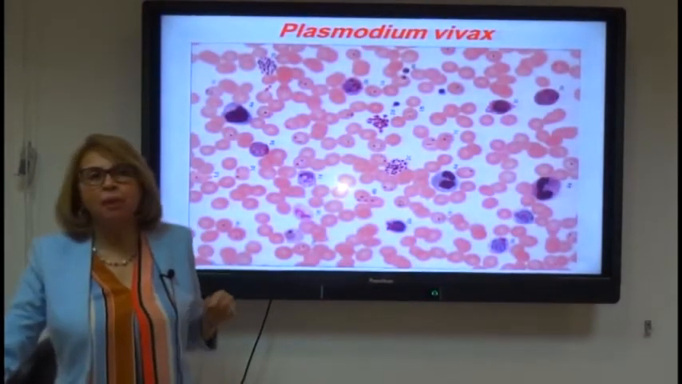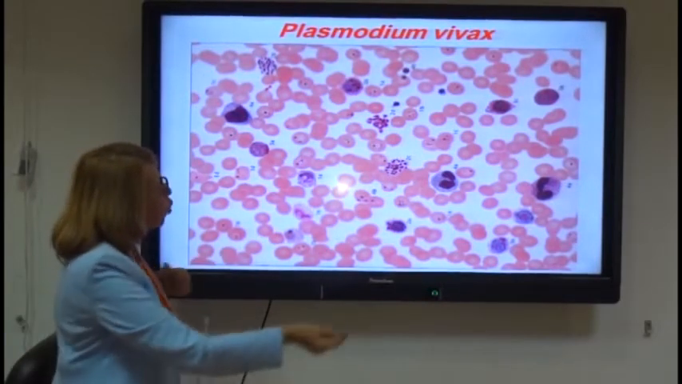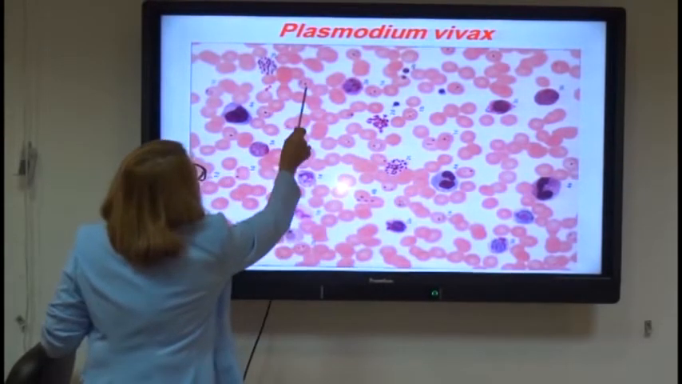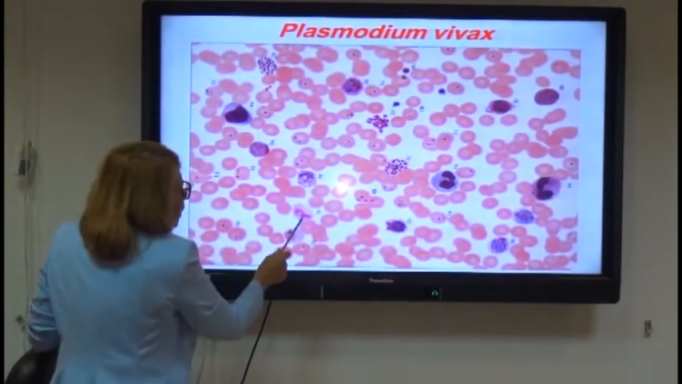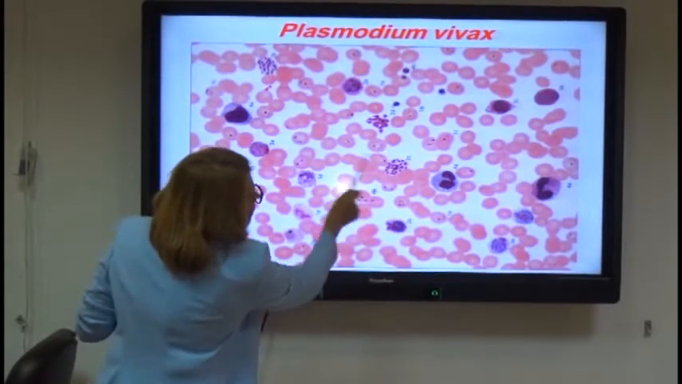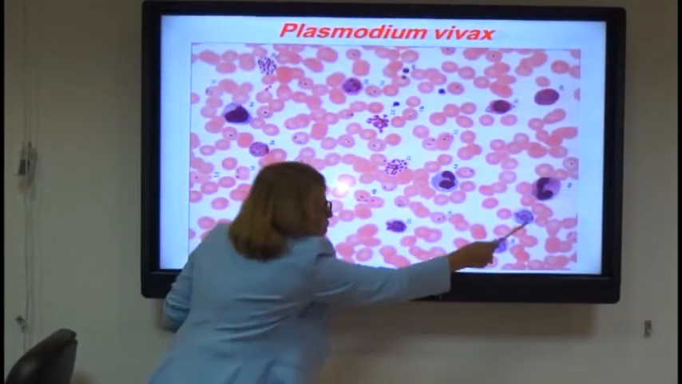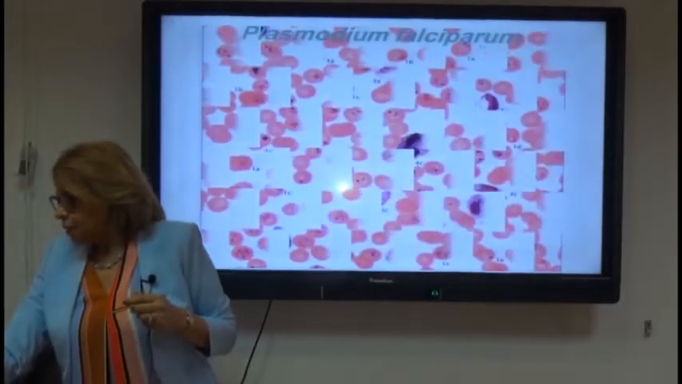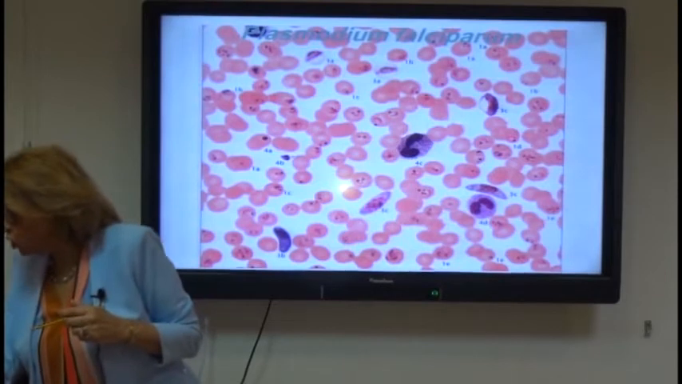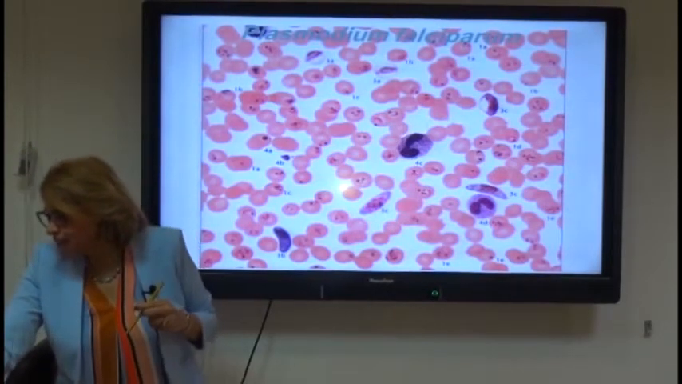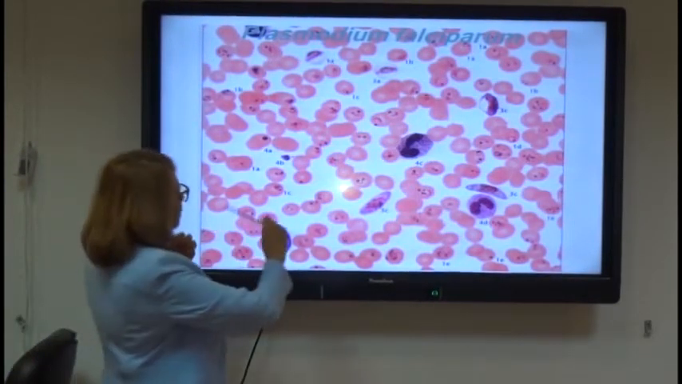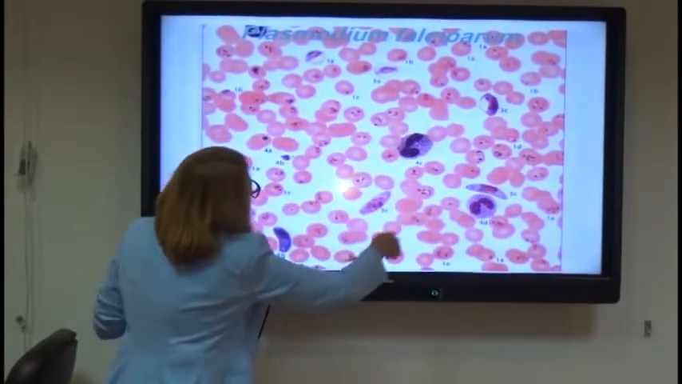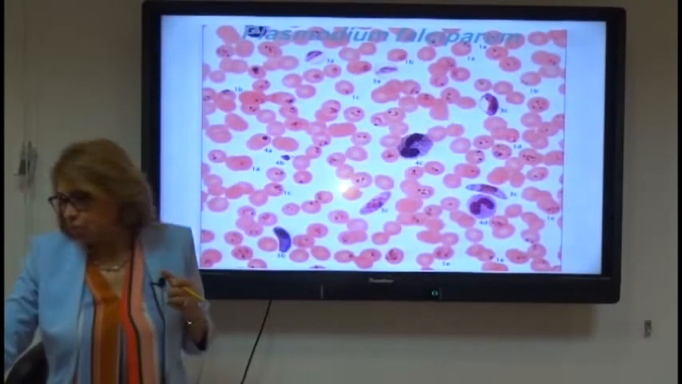This is a blood film for Plasmodium vivax, where I can see the schizont, the ring stage, the trophozoite, and the gametocyte. All stages are present here. This is another form, Plasmodium falciparum, where I can see the gametocyte and the ring stage only.